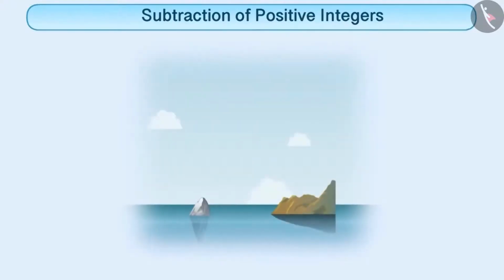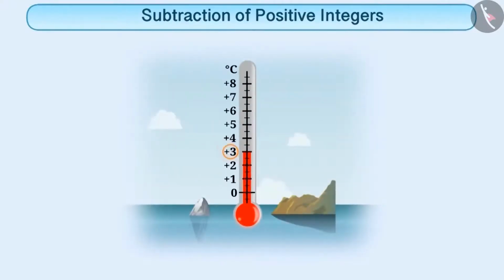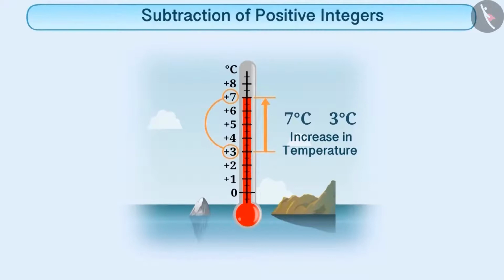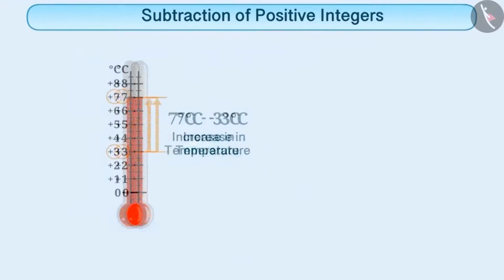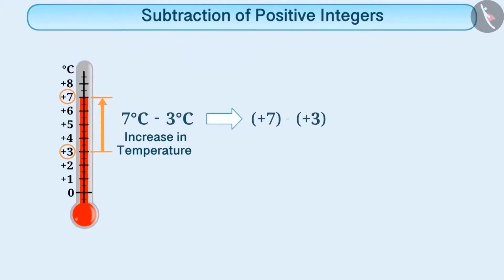First, we will understand how to do subtraction of positive integers. Suppose the temperature of a place is 3 degrees centigrade. If it increases to 7 degrees centigrade, then what is the rise in temperature? In order to find out, we need to subtract 3 degrees centigrade from 7 degrees centigrade. That means we need to subtract plus 3 from plus 7.